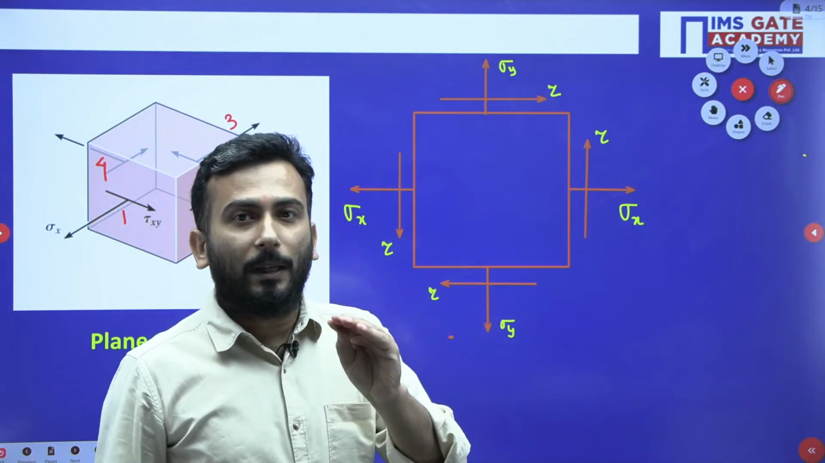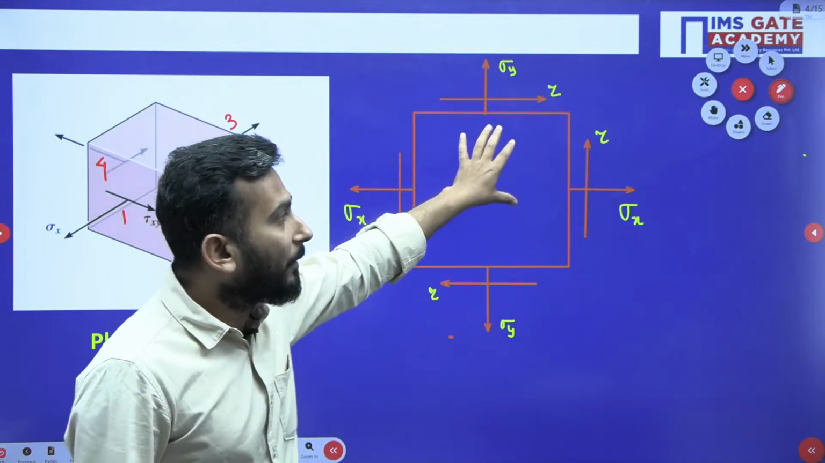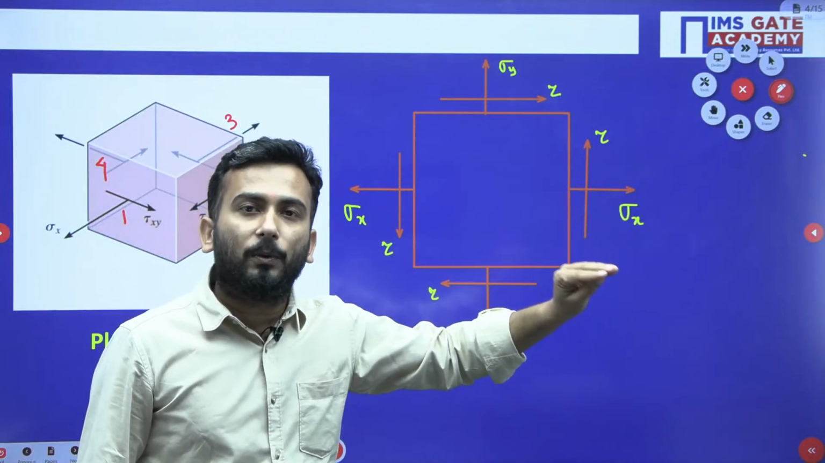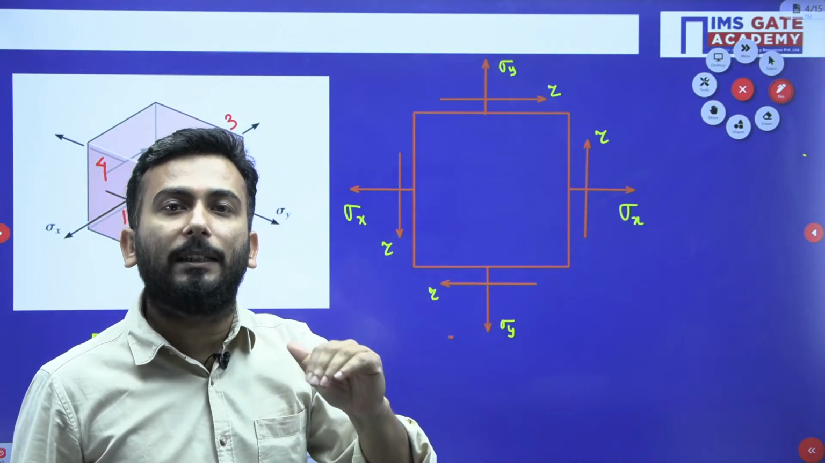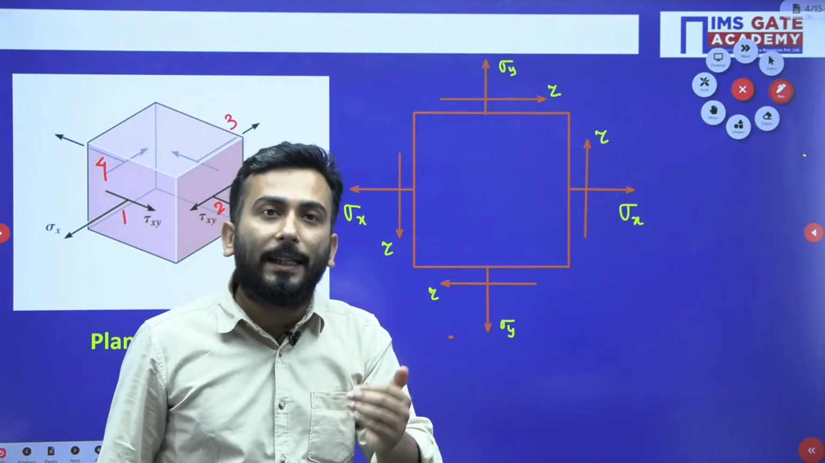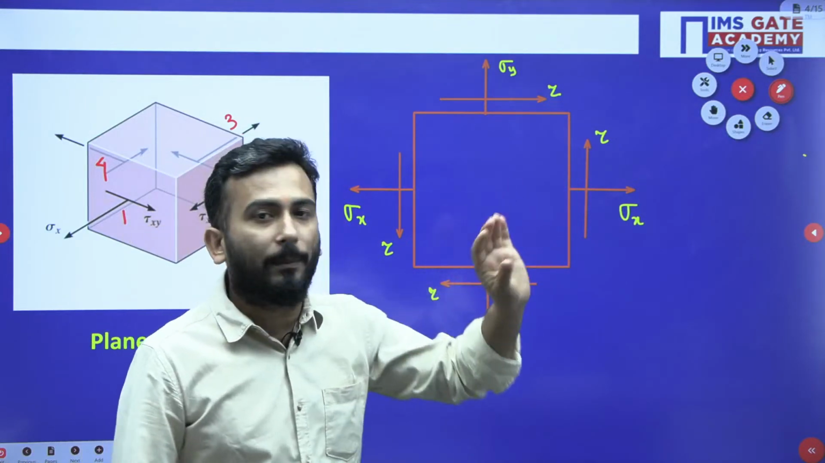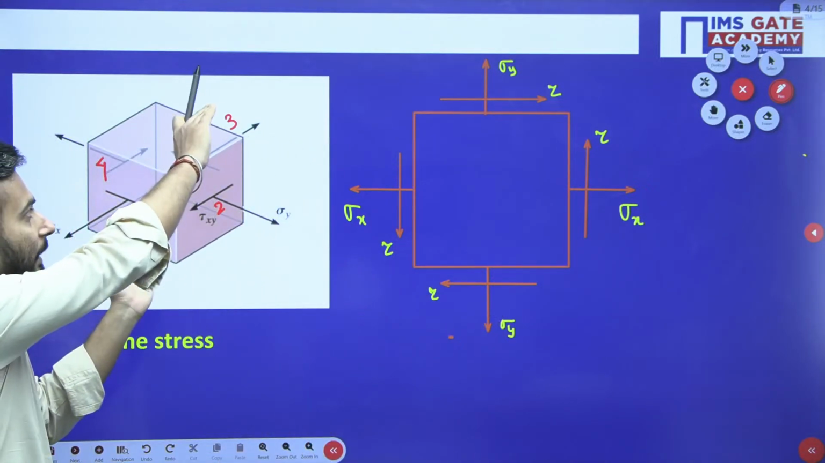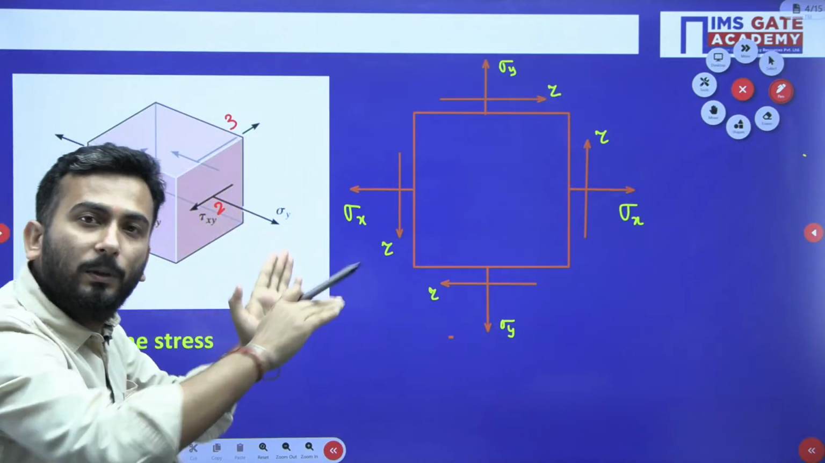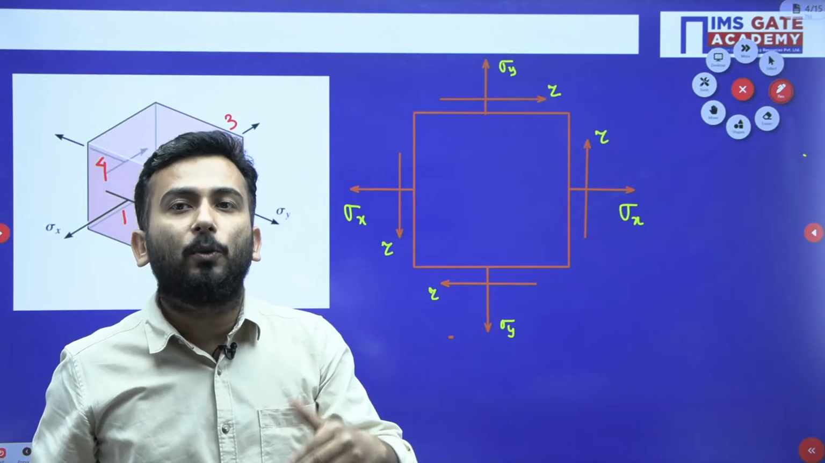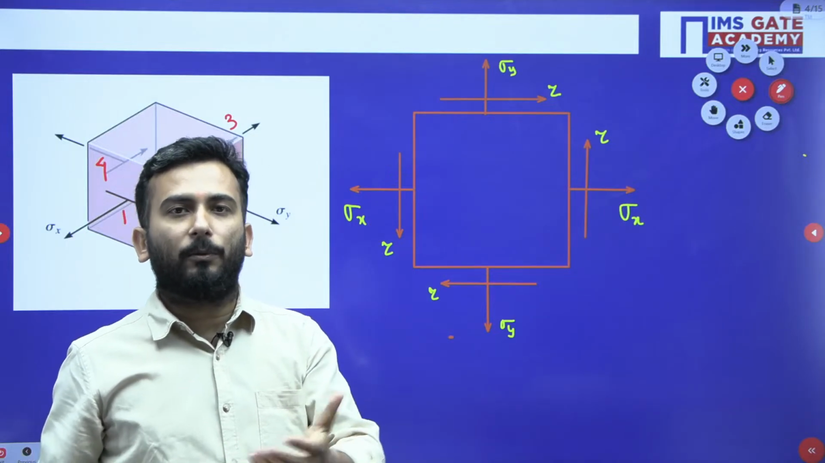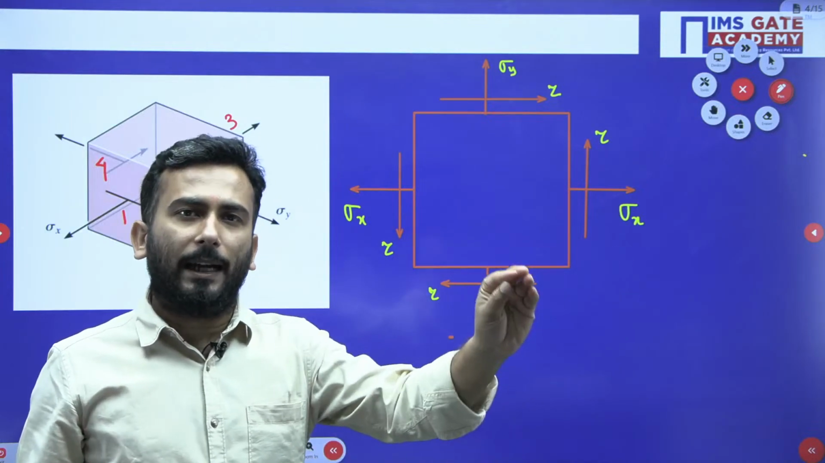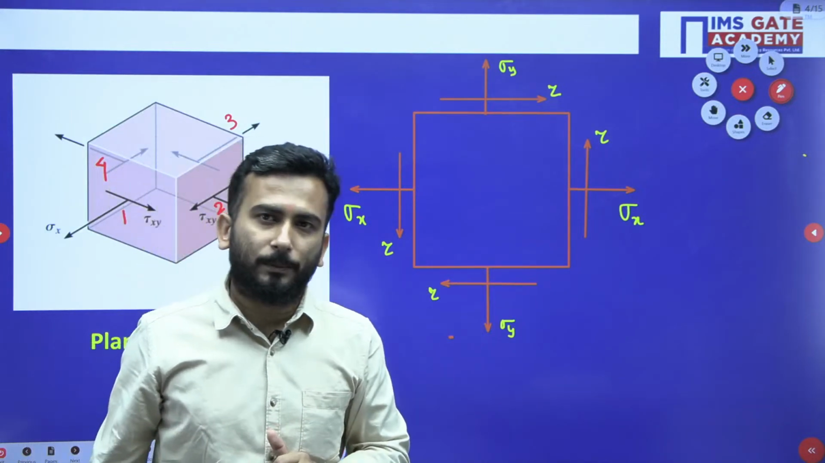Now when I give you this figure, and I ask you that I am changing the orientation, that means I am rotating this orientation by some angle, let's say 30 degree. You can assume that this is the cube and somehow it is rotated by 30 degree. Then you will be required to find the plane stress condition. That means sigma x dash, sigma y dash and tau x dash y dash will be required to find out.